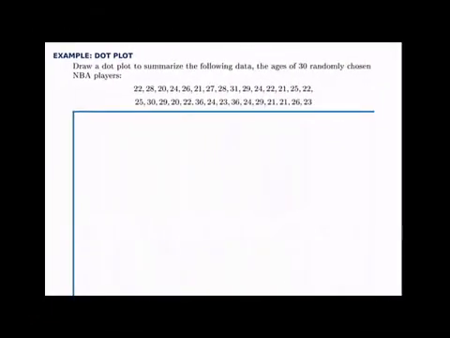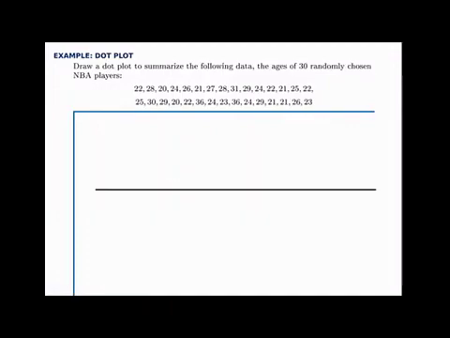In this example, we'll draw a dot plot, and we're given data that represents the ages of 30 randomly chosen NBA players. And the first thing we need to do is draw an axis that will cover the full range of the data. So just kind of scanning through, it looks like the lowest value here is around 20, and the highest value is about 36. So let's make sure our range will at least cover those values. Let's draw an axis here with values from 20 up to 36.